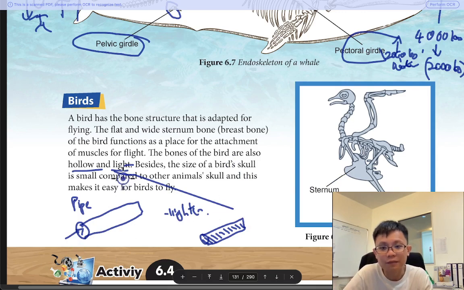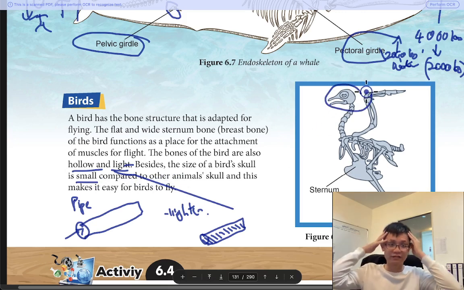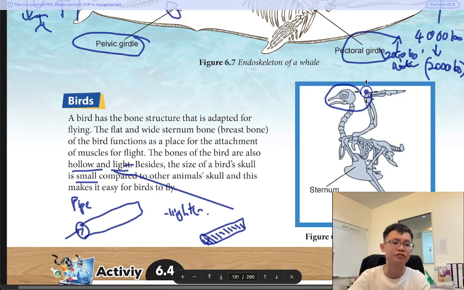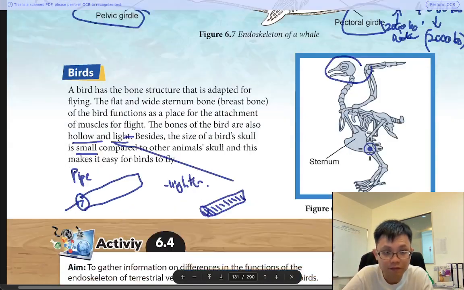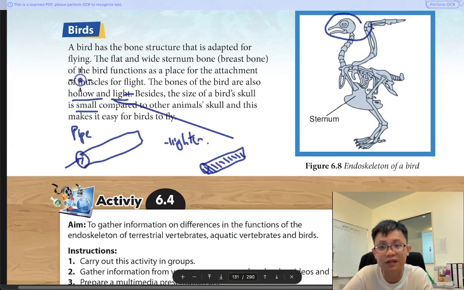Okay, besides that, the bird skull is smaller than other animals'. You can see that the skull is smaller; our skull is bigger and stronger. So that is the adaptation of the bird.